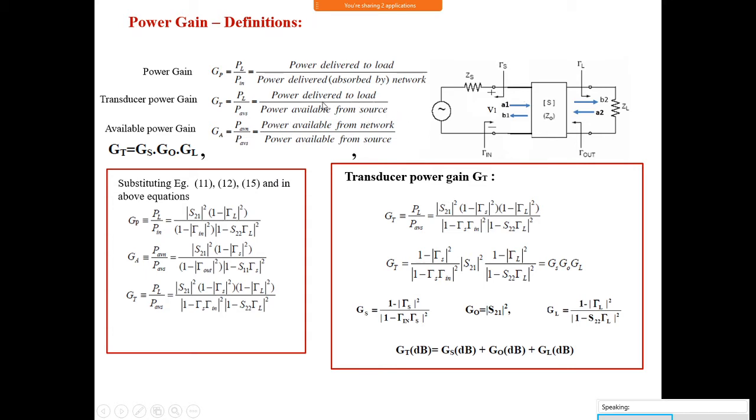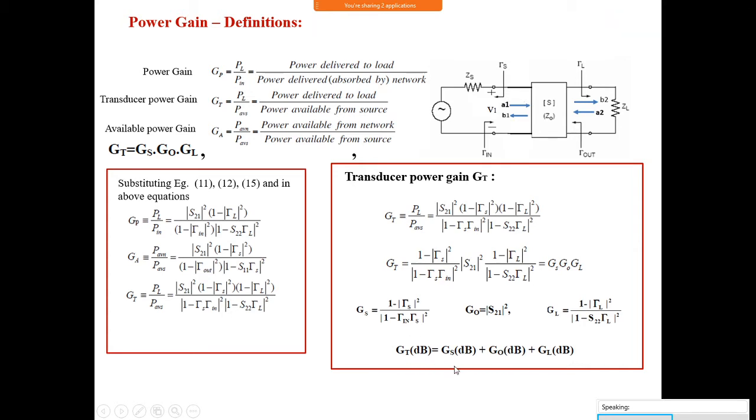If you want more gain, this factor should be more. The gain you want, GT, will be more for a given input power. GT is more means the amplifier gain is high. That is the meaning here. So based on the needed value of GT, we can select, because GT depends on these three parameters: GS, G naught, and GL. You choose a value of GS, choose a value of G naught and GL, and set a value of GT.